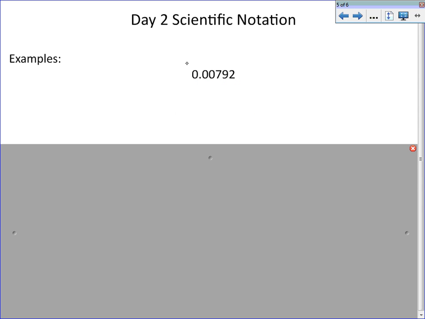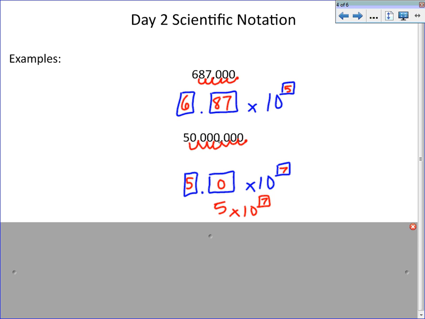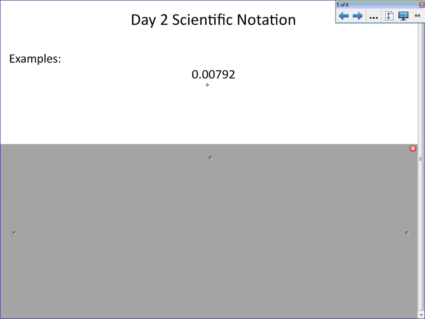Now let's try a number that's really, really small. These back here, really, really big numbers, they have positive exponents. One that's really, really small is typically going to have a negative exponent.